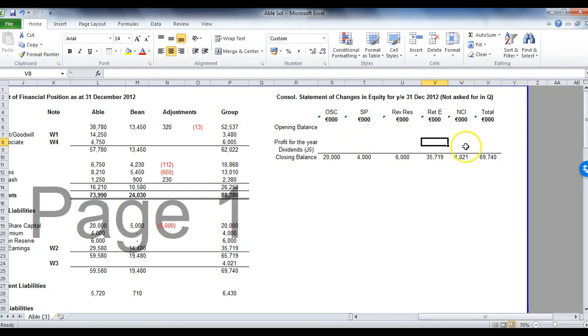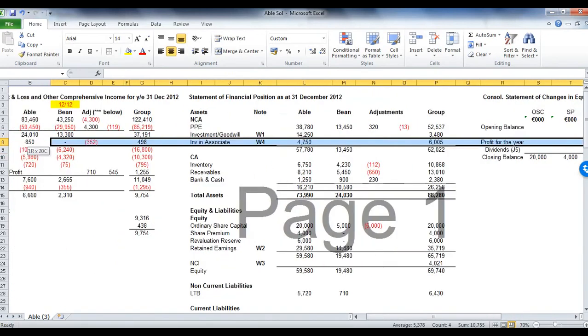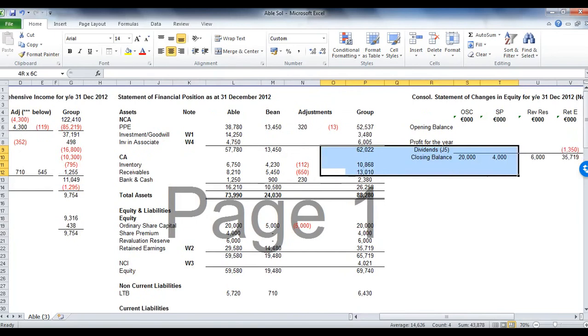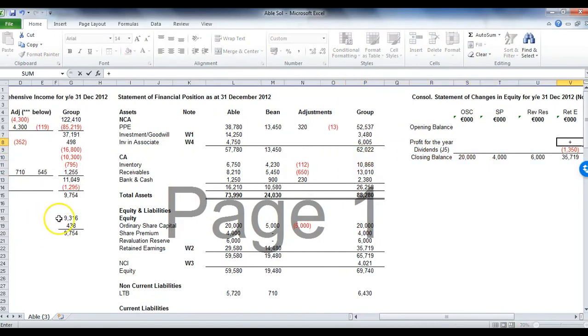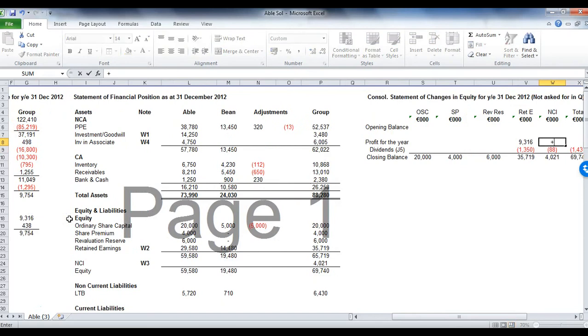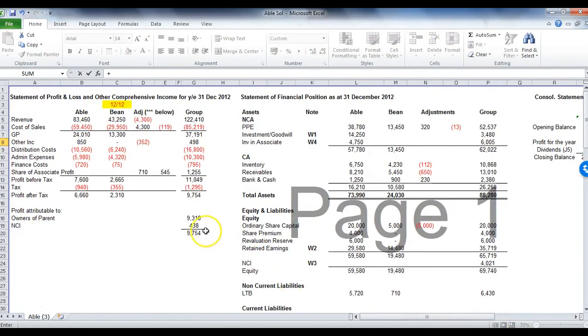The dividends were 1350 for the parent, and we said that goes into retained earnings, and it was 88 for the NCI, so that's why you need to label it, because they go in here as well. And every point you put in is correct, obviously is worth a mark, or at least half a mark, so make sure you try and get as much as possible in the shortest amount of time. So the total dividends there are 1438, and the profit for the year you need from the Splocky. So you can't do the statement of change in equity until you have this split of 9316 for the parent, which goes to retained earnings, and 438 for the NCI, which goes obviously to the NCI column.